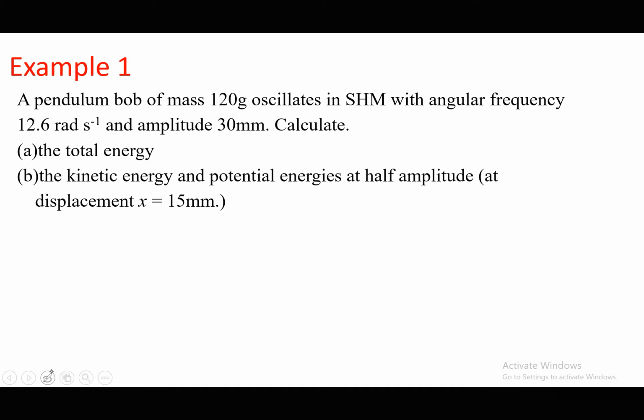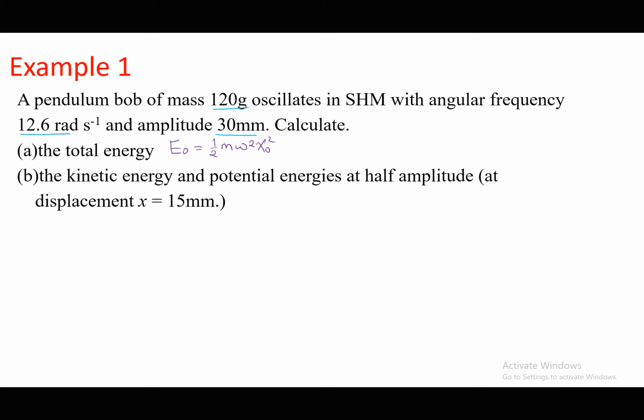A pendulum bob of mass 120 grams, so this is m, oscillates in simple harmonic motion with angular frequency of 12.6 radians per second and amplitude 30 millimeters. Calculate the total energy. Of course, for total energy you can get kinetic plus potential and you arrive at total energy. But from experience and good practice, total energy E naught is a constant which is a half m omega squared times x naught squared. Everything here is a constant, that is total energy.